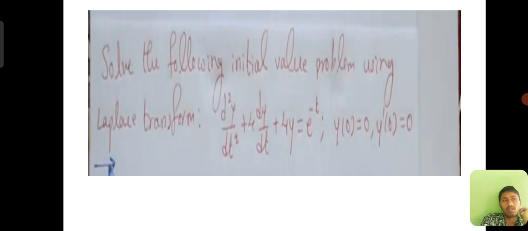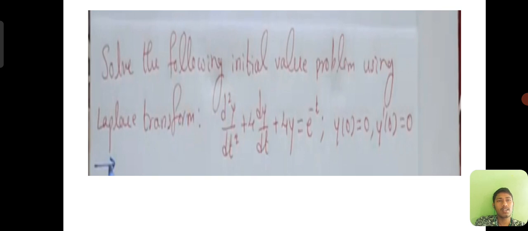Y dash of 0 is also equal to 0. The given equation is d square y by dt square plus 4 into dy by dt plus 4y equals e power minus t. And d square y by dt square can be written as the double derivative, y double dash. The given equation can be written in the form y double dash of t plus 4 into y dash of t plus 4y of t equals e power minus t.